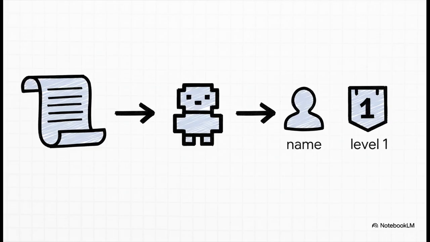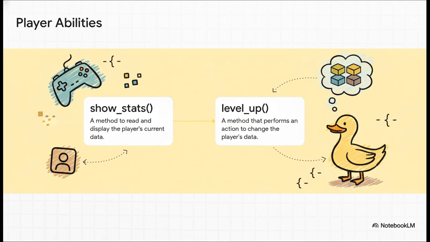You might be thinking, okay, ducks are cool, but does this work for other stuff? Absolutely. This idea works for anything you can imagine. To prove it, let's just totally switch gears and make a new blueprint for a game player. Just like our duck, we use the init method to set up its starting stats. Every player gets a name, and every player starts at level 1.